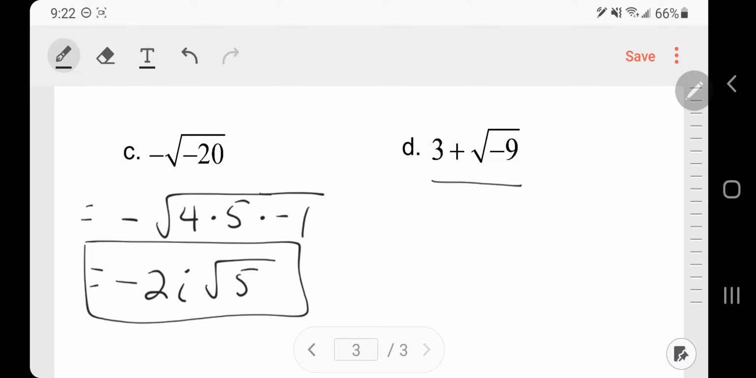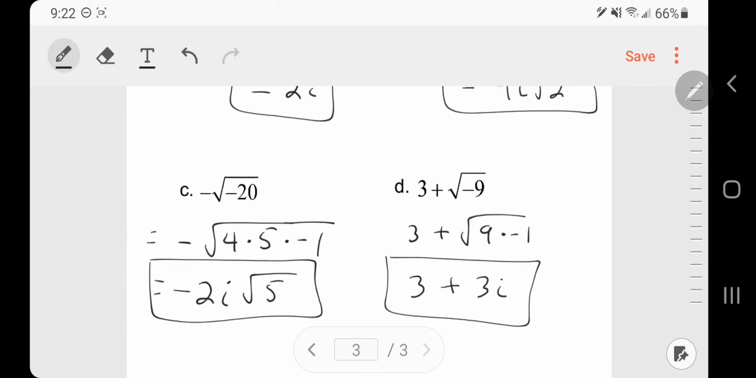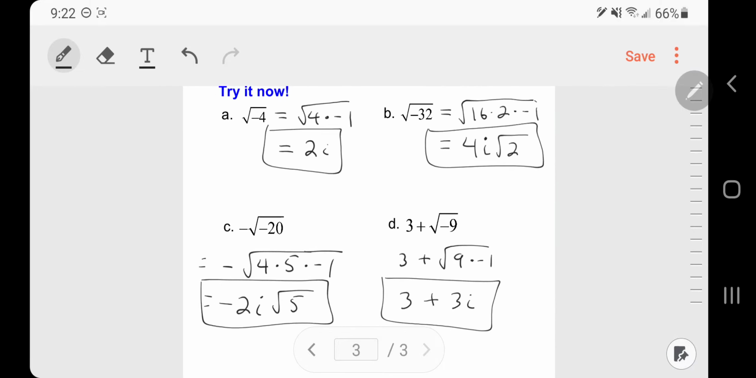And in the last one, this is the complex number form, which is in the form a plus bi. Our second piece is going to be our imaginary part. So again, the 3 stays exactly as is. And now the square root of -9, we know we can break that -9 into 9 times -1. The square root of 9 is 3, and the square root of -1 we know becomes i, so we get 3 plus 3i. Okay, so there's a couple more examples of being able to simplify radicals containing those imaginary numbers in the answer.